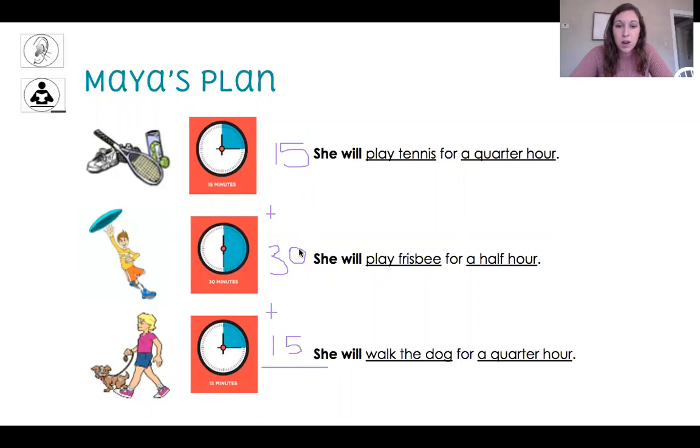5 plus 0 plus 5 equals 10. I'm going to regroup that there. 1 plus 1 plus 3 plus 1 gives us 60. So Maya has chosen 3 activities that she will do for 60 minutes.